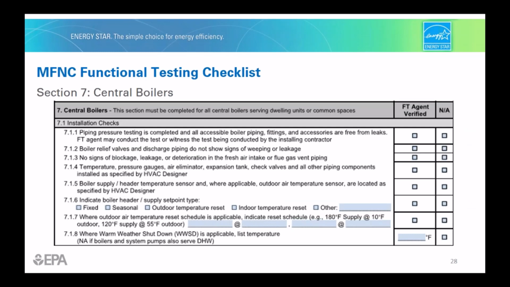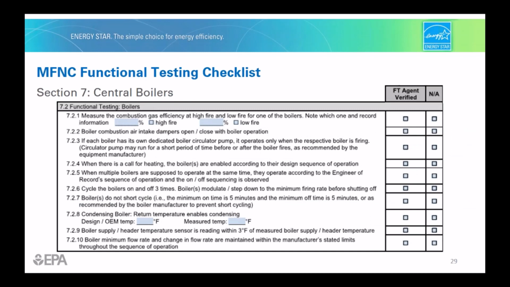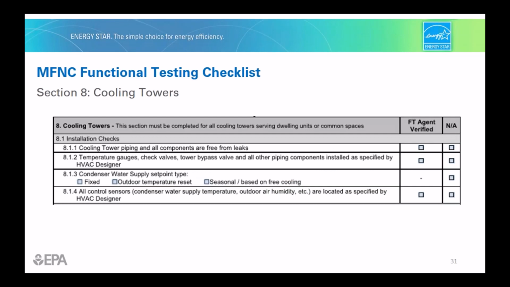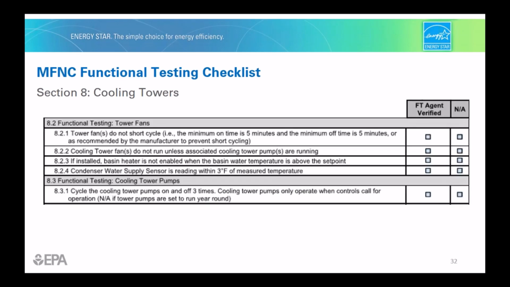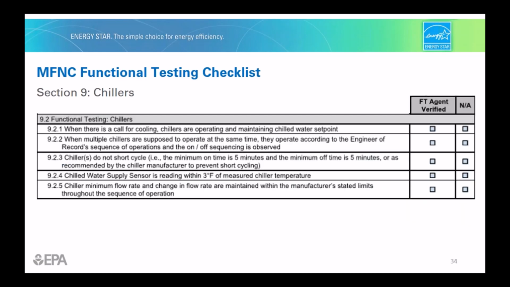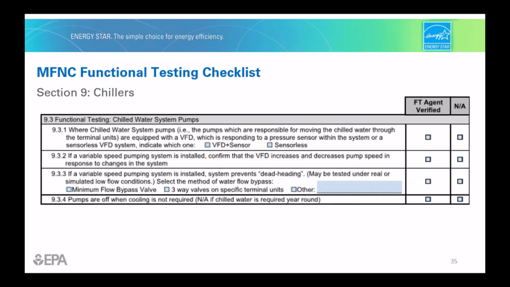Section 7 has 8 installation checks related to central boilers and 10 items to confirm that they function as designed. In addition, there are 4 items related to the circulating pumps associated with those central boilers. Similar to the boilers, there is a section for cooling towers that begins with a handful of installation checks, followed by items to confirm basic operation of the tower fans and pumps. The last section covers chillers in a similar fashion, starting with installation checks and then functional testing of the chillers and the associated pumps.